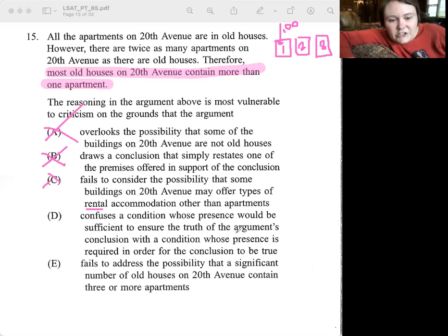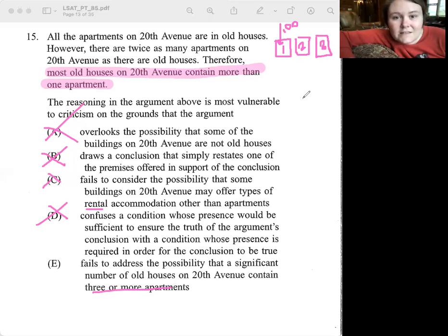D confuses a condition whose presence would be sufficient to ensure the truth of the argument's conclusion with a condition whose presence is required in order for the conclusion. We don't confuse sufficient for necessary. Do you see that anywhere? And then E fails to address the possibility that a significant number of old houses on 20th Avenue contain 3 or more apartments. Ooh, I like this one.